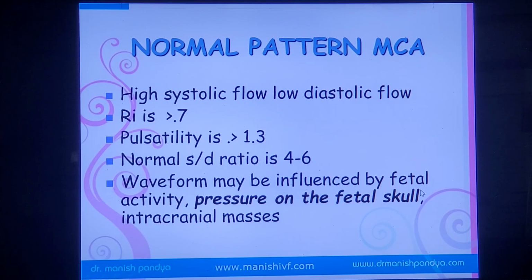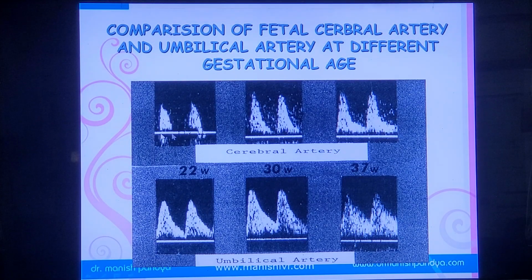Waveform may be influenced by fetal activity. Pressure on skull can make the MCA abnormal. So this is the cerebral artery during early gestation. Early gestation, there is no diastolic flow. This is the umbilical artery. Early gestation, there is diastolic flow. If you compare, there is a very big systole and very little diastole. In the umbilical artery, there is a very big systole, but there is very good diastole also. So this is the normal pattern of the cerebral artery at 22 weeks, 30 weeks and 37 weeks. Okay. This is a typical sawtooth pattern.